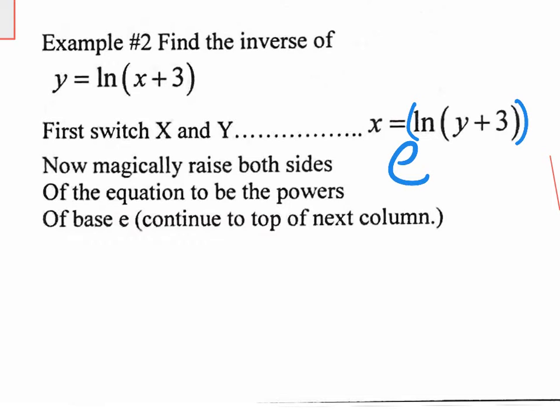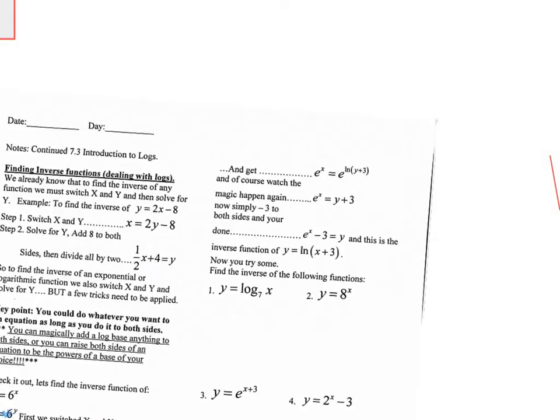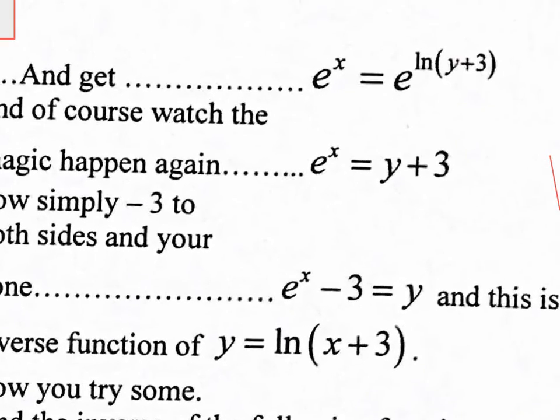And what I do to one side of the equation, I must do to the other side. So I'm going to take this x and raise it to be the power of base e. So what I really have is e to the x equals e to the ln of y plus 3. And e to the ln, e to the log base e will cancel out, and the y plus 3 will come down, and you will have e to the x on that side. And that's exactly what I'm showing.